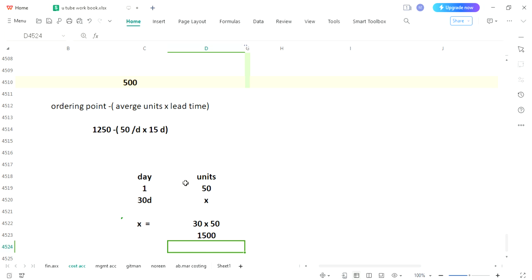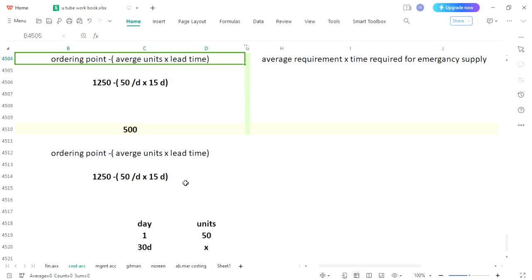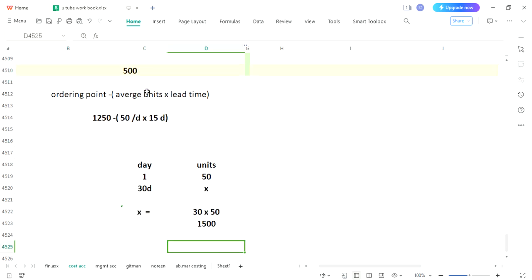In the first option, you solved this question according to daily requirement, and now we are going to solve this question according to monthly requirement. What is this 1500? You can see that in 1 day 50 units are required. In 30 days, that means in a month, how many units would be required? That is 1500, so we have calculated 1500 pieces per month.